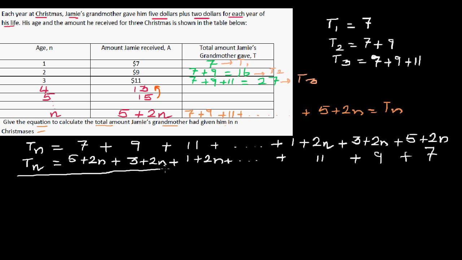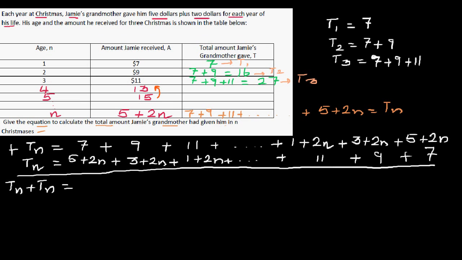If you add the top and the bottom, this would be Tn plus Tn. I want you to look at it like this. I hope you can see the divisions. If you add these two, 7 plus 5 is 12, so this will be 12 plus 2n. Am I right? Yes. Plus 9 plus 3 is again 12, so 12 plus 2n. This is one group.